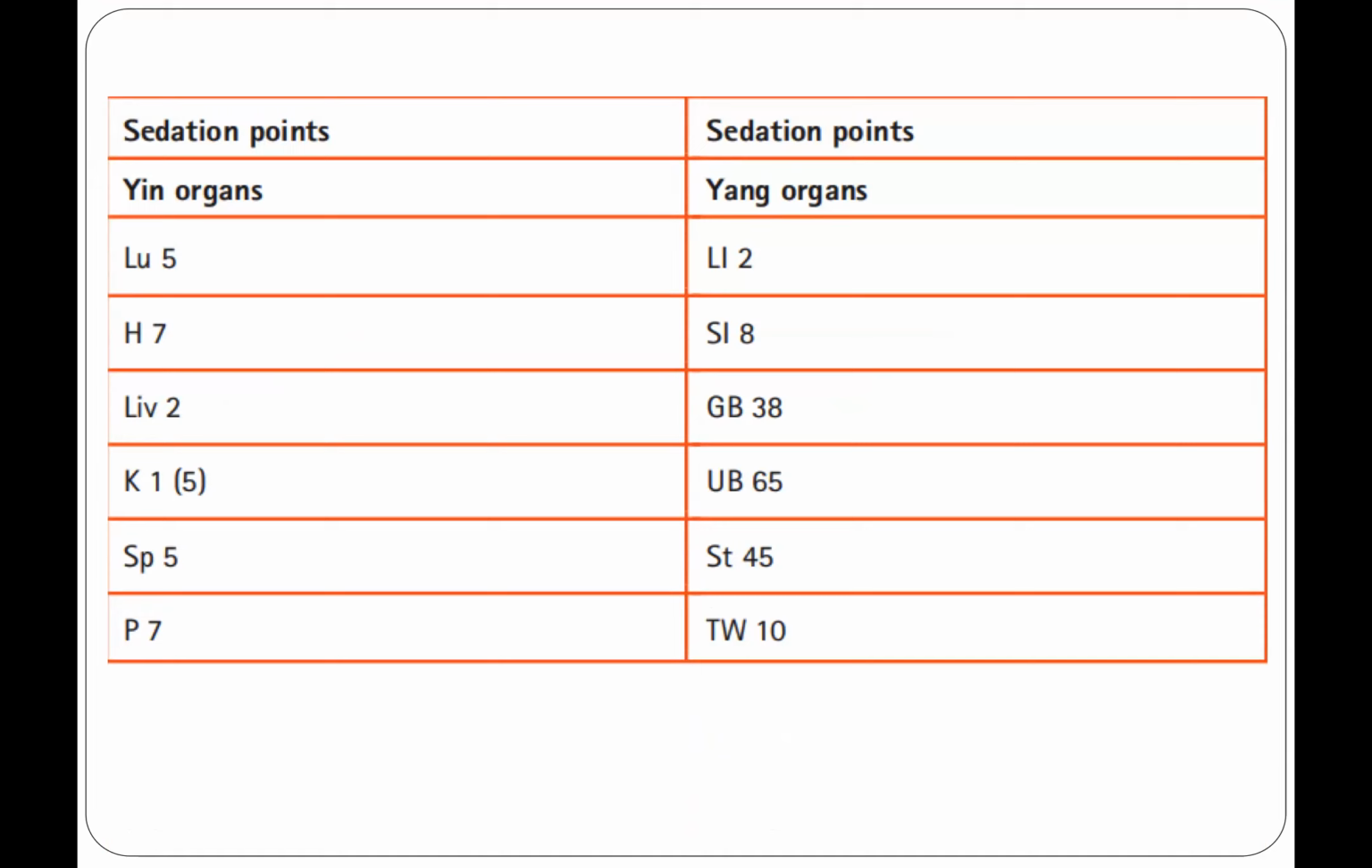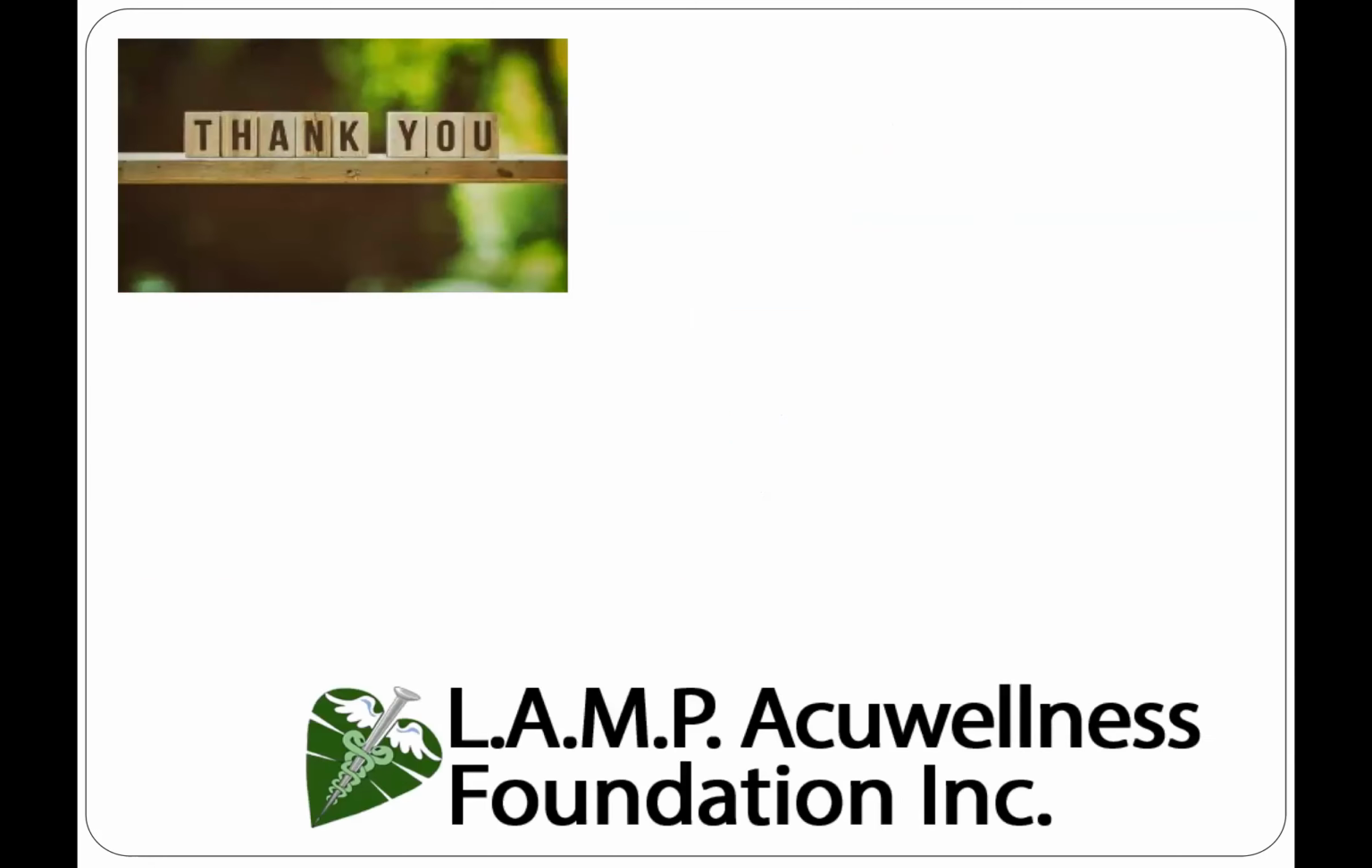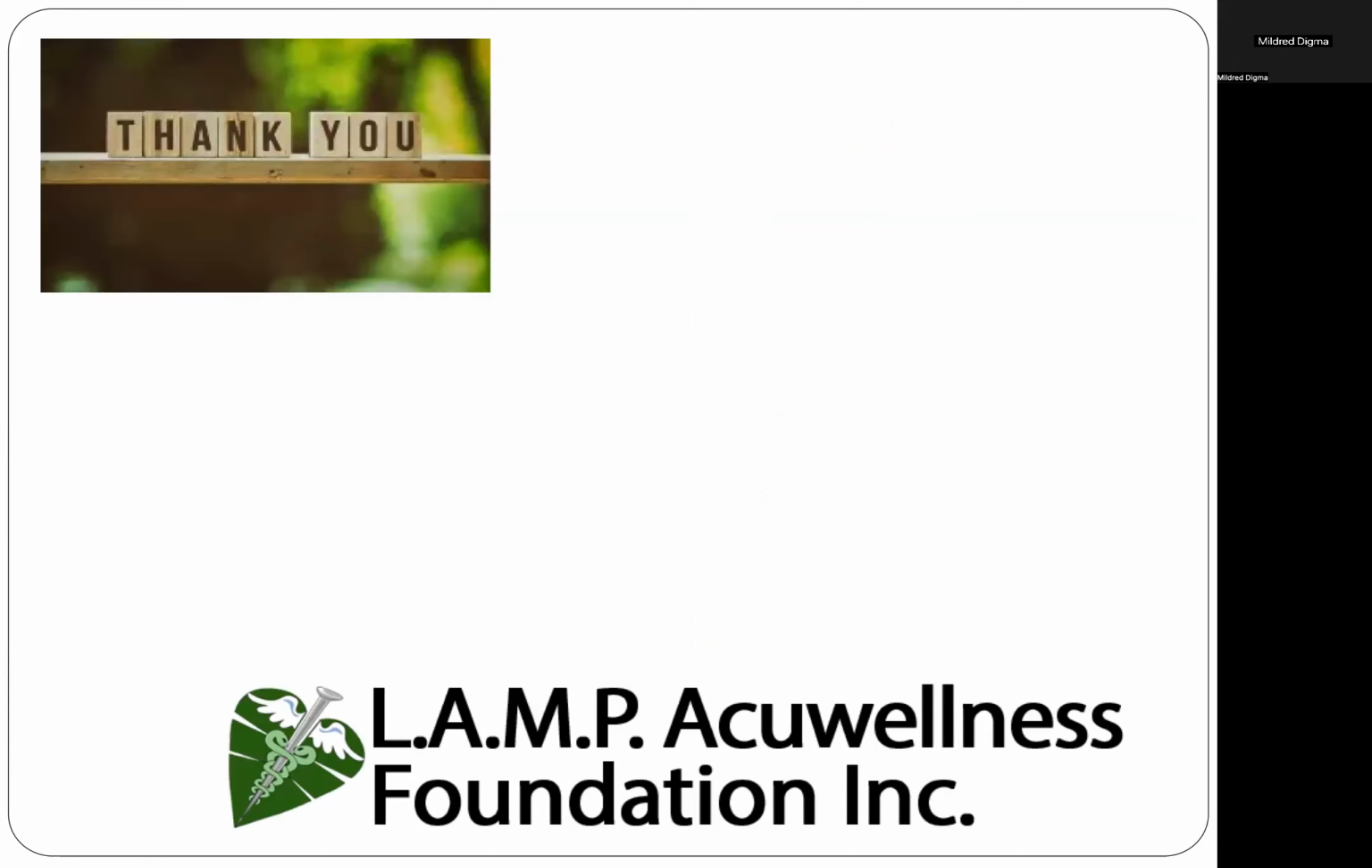So, we can use heart 7 for the yin, and for the yang small intestine 8. For the yin, liver 2, for the yang gallbladder 38. Kidney 1 for the yin, for the yang urinary bladder 65. Spleen 5, yin organ, and its partner yang organ is stomach 45. Pericardium 7, triple warmer 10. So, it is the same. Whichever you use has an effect on its partner organ. If you sedate one, the other can also be sedated.